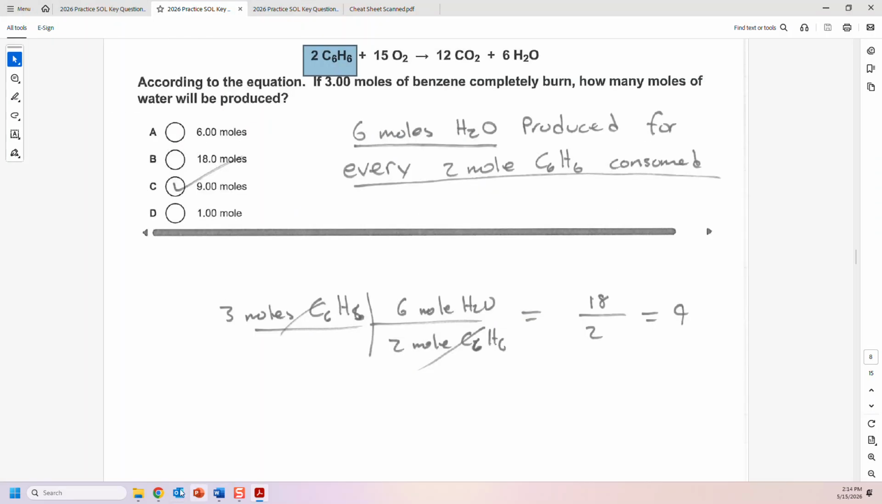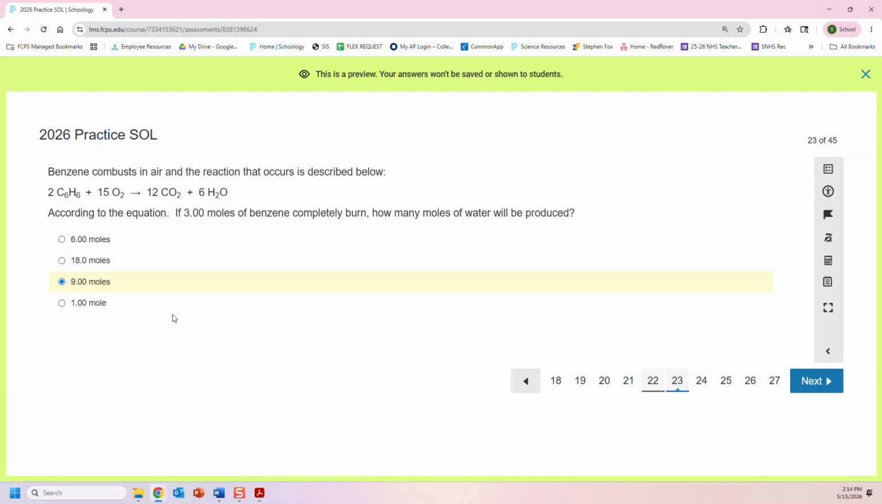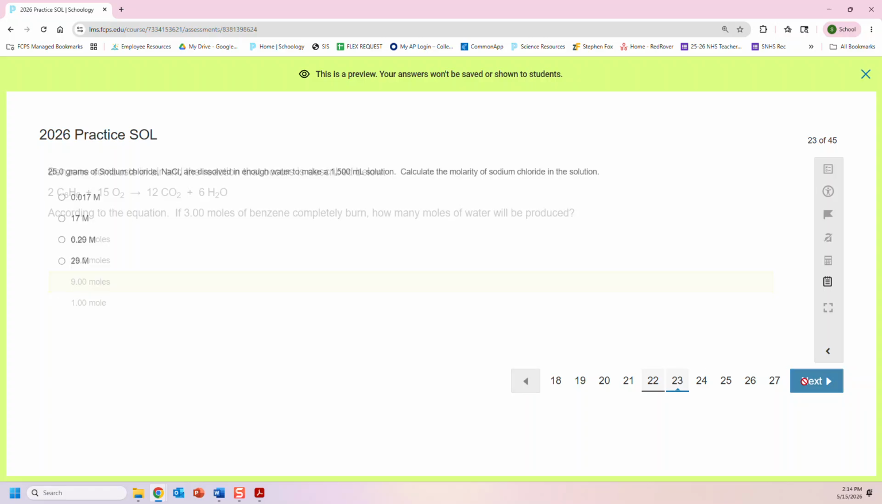Let me go back to the actual test here, and we'll keep moving. All right. So here we have 25 grams of sodium chloride. They give us the formula.